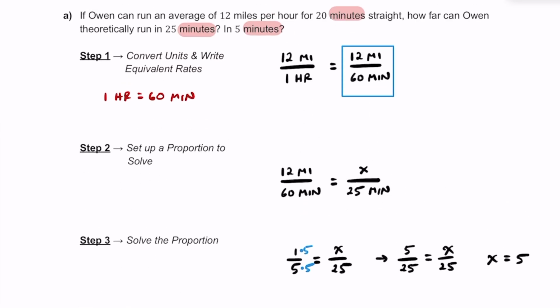So this means that if Owen can do 12 miles in 60 minutes, or in an hour, and he was given 25 minutes, we would expect him, assuming all variables stay constant, to be able to do 5 miles in 25 minutes. All right, so we just figured out what he can do in 25 minutes. Let's see if we want to figure out what he can do in 5 minutes.